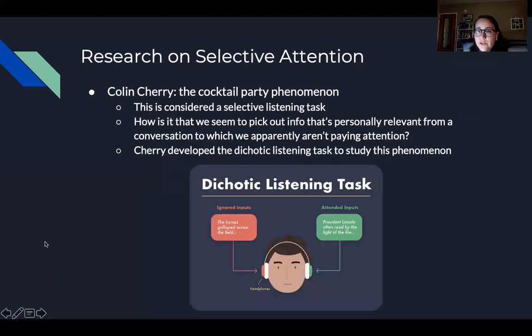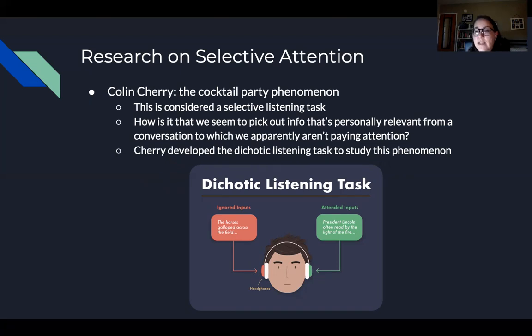So some more research on selective attention has been done by a researcher named Colin Cherry. He was interested in selective listening, which has come to be known as the cocktail party phenomenon, or the cocktail party effect. He was intrigued by people's ability to focus in on one message or signal in the midst of all this other sound that's happening at a cocktail party, for example, or any sort of group gathering.